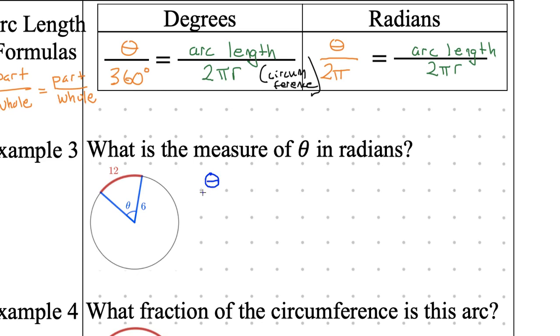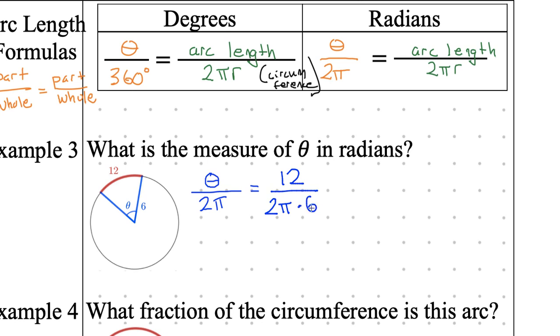The circle with the line through it. It's called theta. Good. Theta over 2 pi. You're just listing the radians one, right? Over 2 pi. Keep going. Equals the arc length over. What is the arc length, though? It tells you right up here. 12. Keep going. Over 2 pi. And what is R? 6.